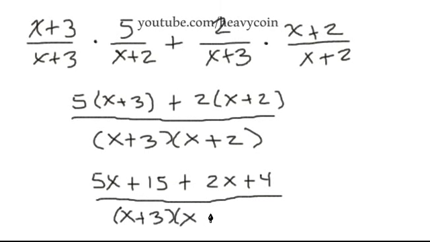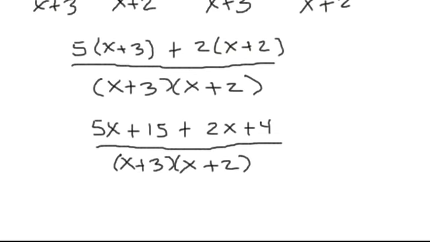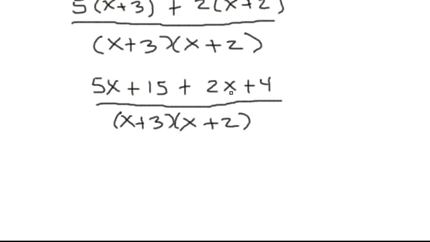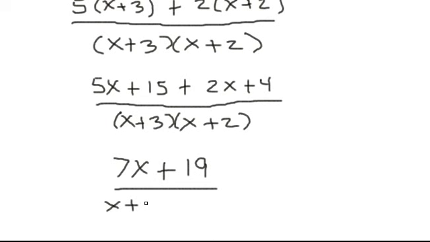Instead of multiplying this stuff out down here, you should know how to multiply these two together at this point in your math career. So 5x and 2x is going to be 7x plus, and 15 plus 4 is 19 over x plus 3 times x plus 2. Alright, and we'll just leave it like that. It's good enough.